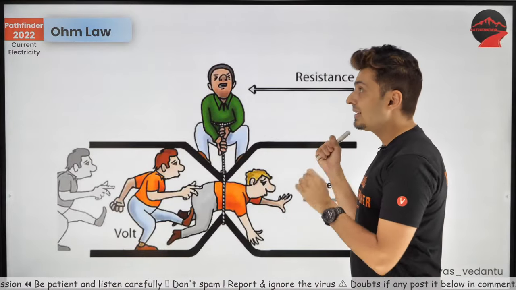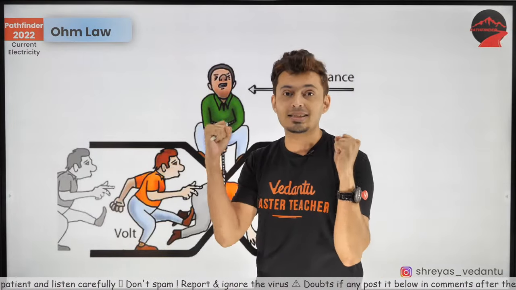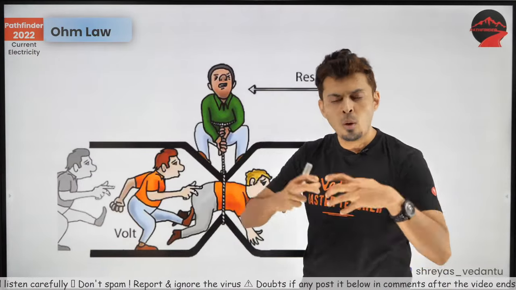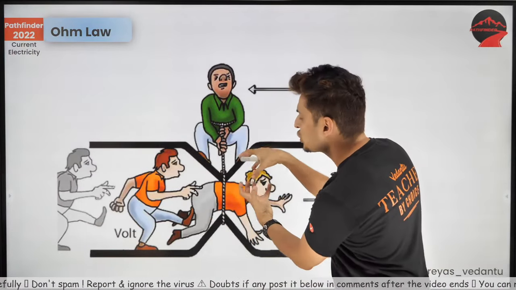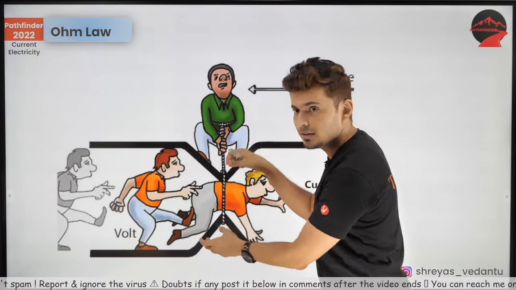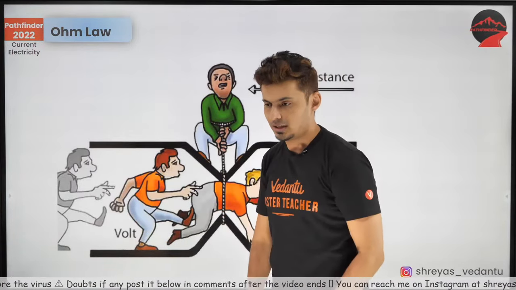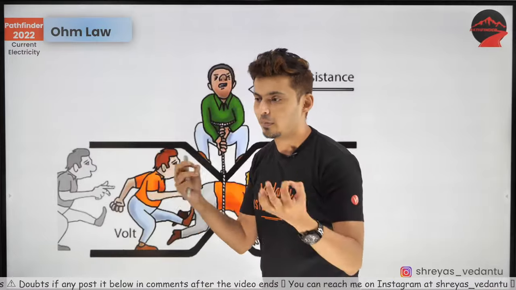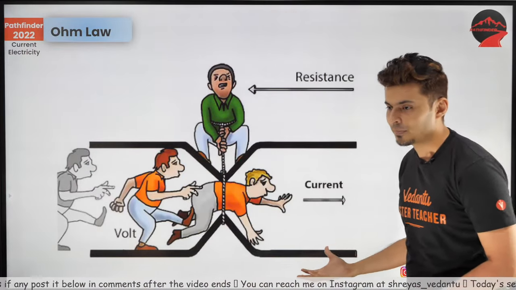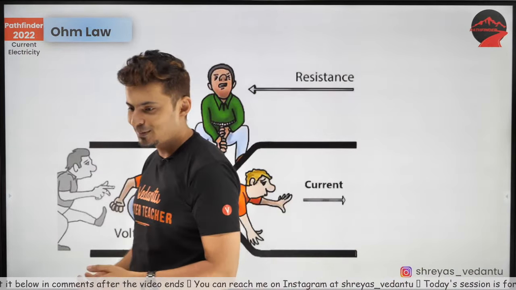So resistance is telling you how much the current is blocked. The more the resistance, the more the current gets choked. The less the resistance, the less the current is choked. Current can flow very easily for a given voltage. That's the meaning of resistance. I hope this is clear.